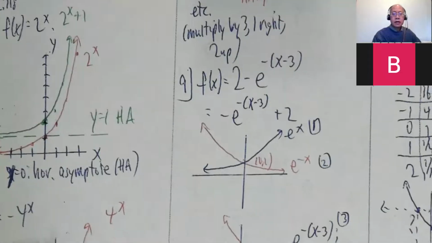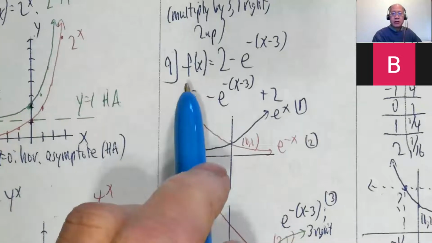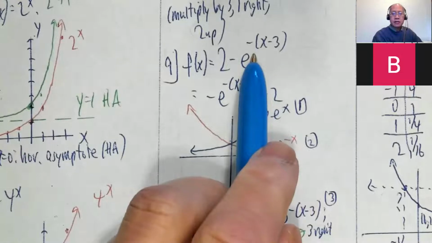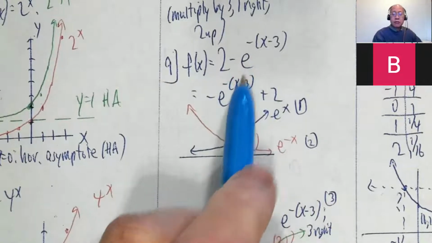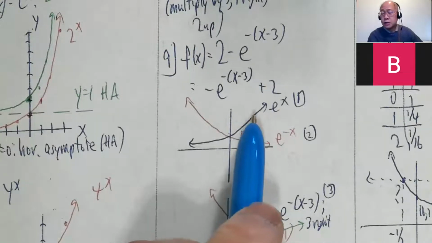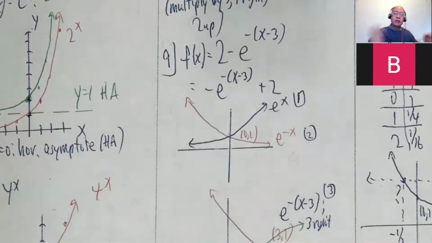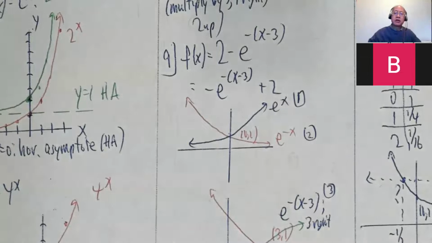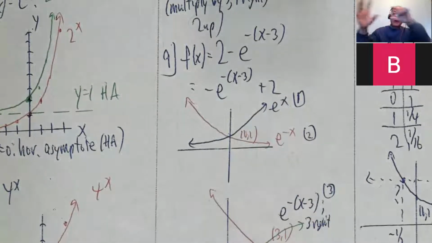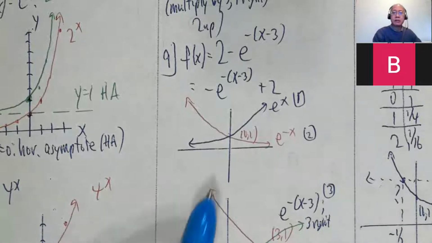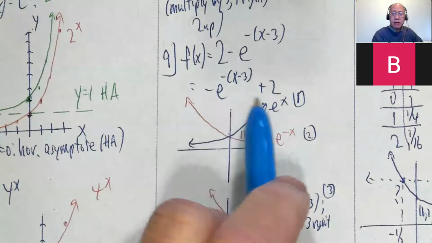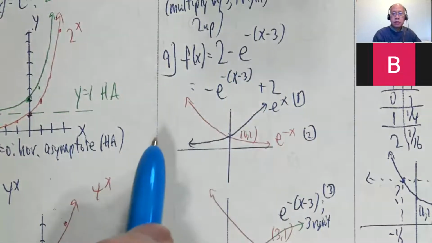Number 9. It's a lot of stuff here. f of x is 2 minus e to the negative (x minus 3). So I've got a progression of all the functions. And if I give you something like this on the test or quiz, you should be able to show me the progression. I start with my basic function, e to the x, and then what happens, right? I reflect it, I move it left, right, up, down, or whatever the case may be. I'm going to think of this as negative e to the negative (x minus 3), plus 2.